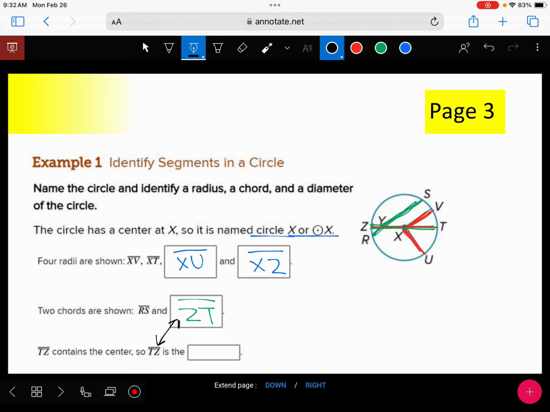So here, we see that TZ or the chord ZT, whichever one you want to think of it as, contains the center. So if a chord contains the center, does anyone remember what we call it? Diameter, yep. A chord is a line segment that connects 2 points on the edge of a circle. If it contains the center, then we think of it as a diameter. I'm going to write it off to the side. That's going to be the diameter of circle X.